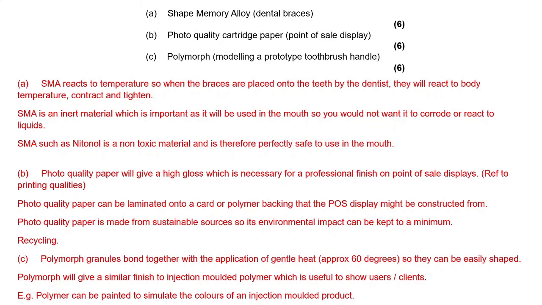And polymorph requires a pretty low heat, and then it's really easy to shape. So it gives you a really nice finish, and it's kind of similar to if you were to injection mold it, but you can do it without all the equipment, without all the cost, and then you can paint it to get a nice, good quality finish as well.